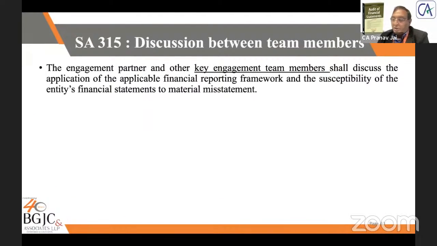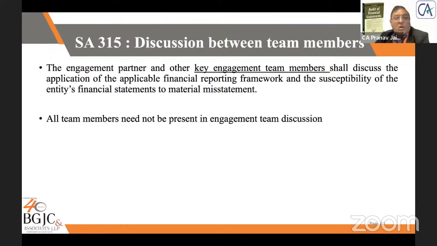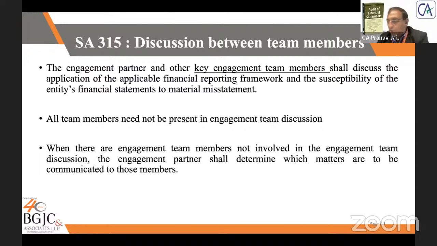Now, there is a requirement to have a discussion between the engagement partner and the key engagement team members. This discussion would normally include the financial reporting framework, the susceptibility of the entity's financial statements to material misstatement, and identified risks. This is there in the present standard also. All team members need not be present in the engagement team discussion. However, when all the members are not present, the engagement partner shall ensure that the matters that need to be communicated to other members have been communicated. So, for example, identified risks of material misstatement or materiality considerations of the overall audit strategy. So the information has to be passed on to the relevant persons.